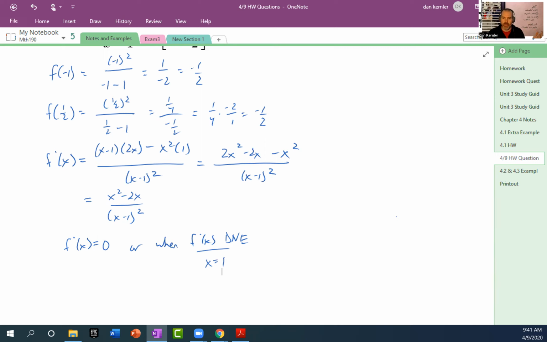And so we're not going to try to evaluate f at 1 because the function doesn't exist there. But we are interested where the derivative is 0. And the key when you have a fraction like this is you want to set the numerator equal to 0.